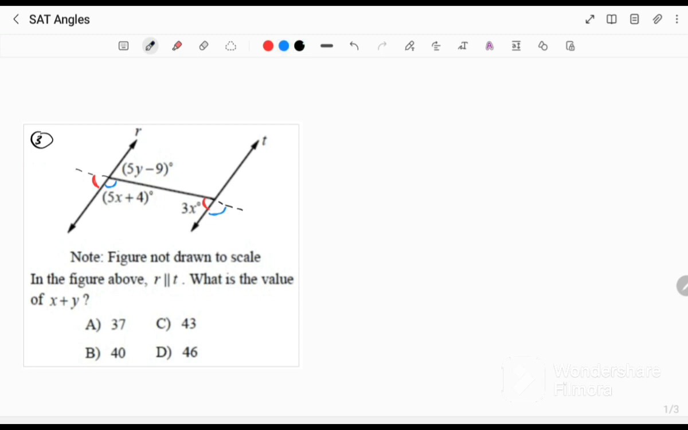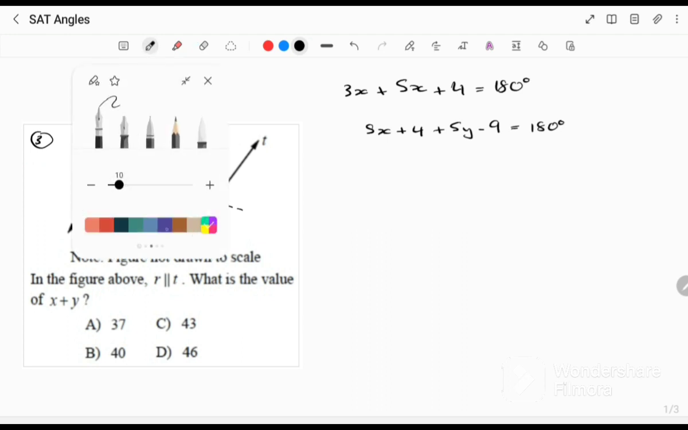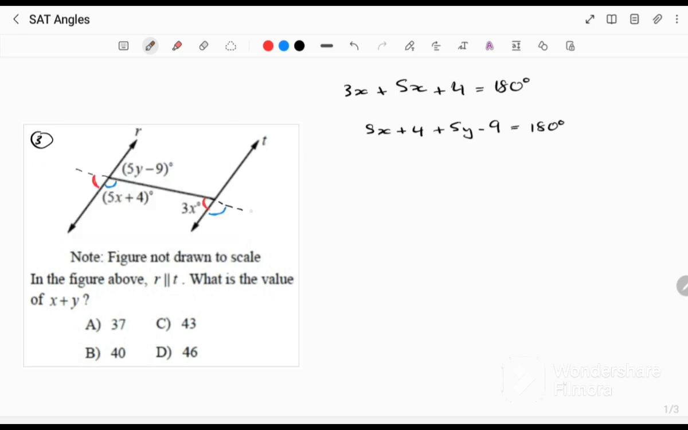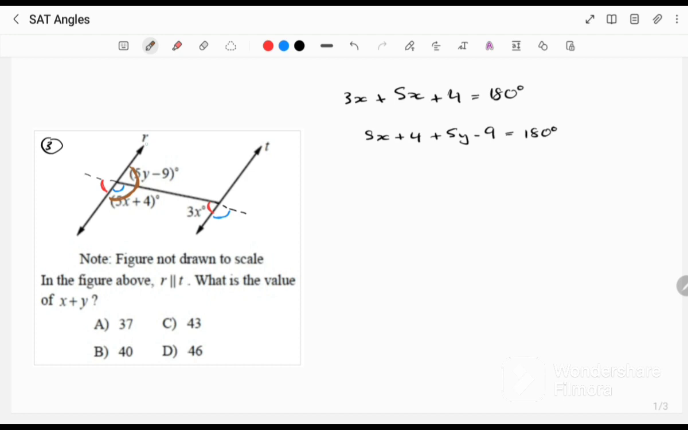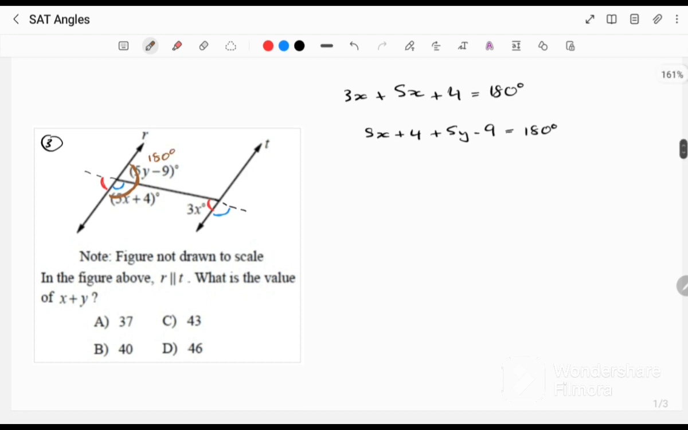So since 3x and 5x are on the same line, we can say that 3x plus 5x plus 4 is equal to 180. And we can also see that 5x plus 4 and 5y minus 9 are also in one line, and they're also equal to 180. And that would be this area right here, this angle. So we can use these two equations to find x and y.